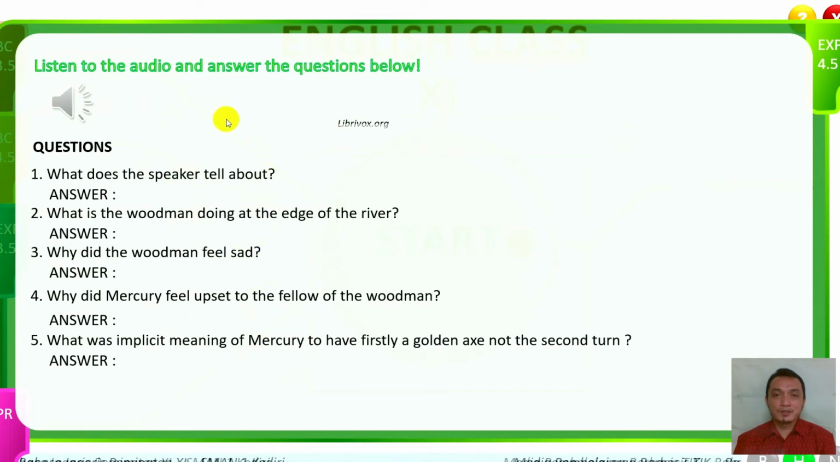So for the first assessment, you should map which paragraph of the text consists of orientation, complication and resolution. Do it for the Legend of Banyuwangi and also the Legend of Surabaya City. You write down on a piece of paper, and then you capture it and send it to the assessment box. And the second is listen to the audio and answer the questions. Listen to this audio and then answer 5 questions below. You write down the questions and also the answers, and then capture it and send to the assessment box.